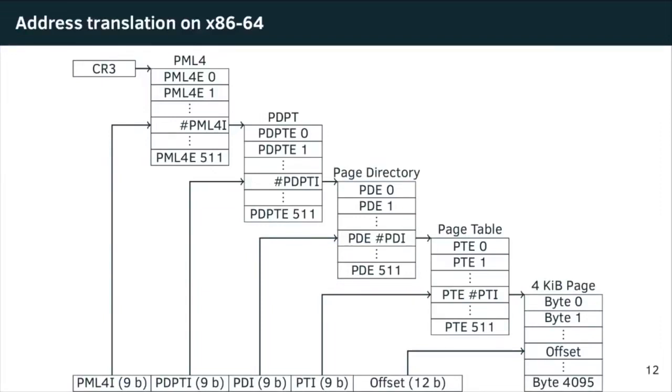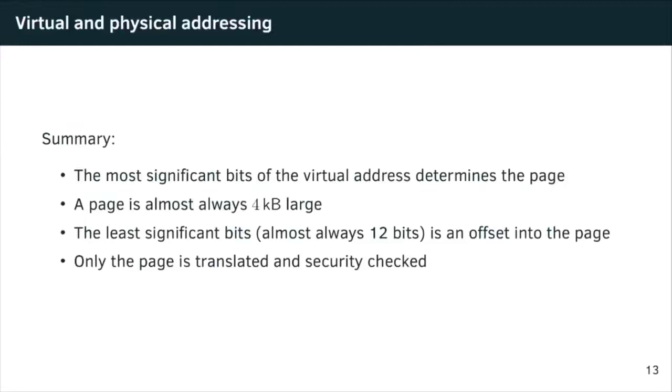That is, of course, a bit quick for me to summarize the paging operation of modern CPUs and operating systems. So we have a summary slide here of what is important for you to remember. Well, what is important is the most significant bits of the virtual address determine the page. The page is almost always 4 kilobytes large, and the least significant bits, almost always 12 of them, are the offset into the page. Only the page is translated and thus security checked. So these are the facts that are going to turn into a violation of an assumption later on.